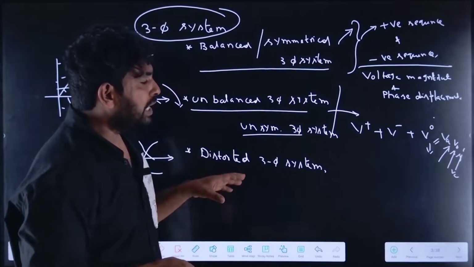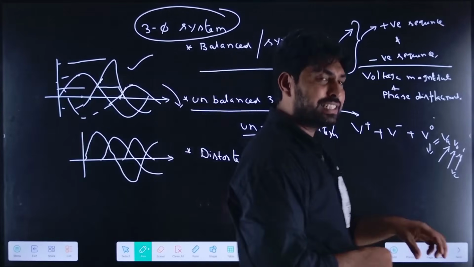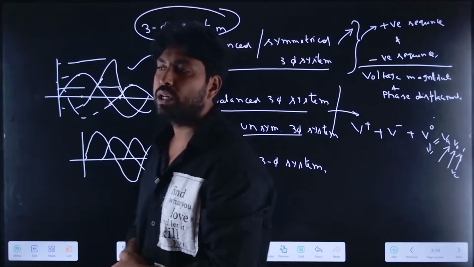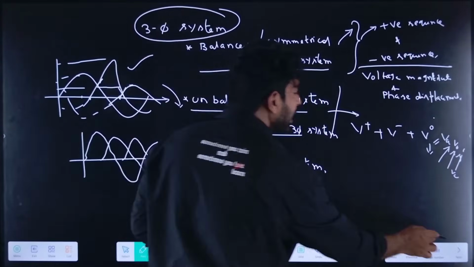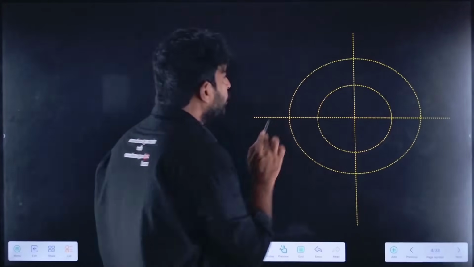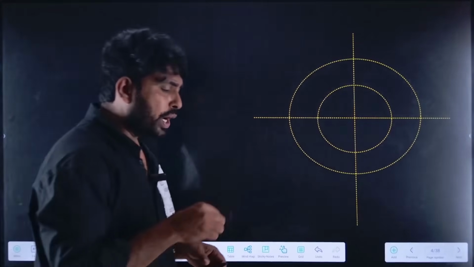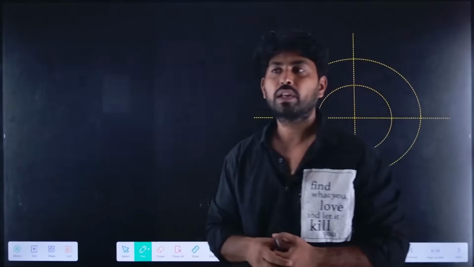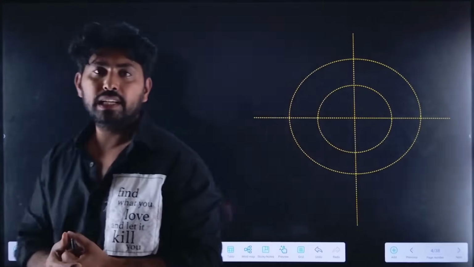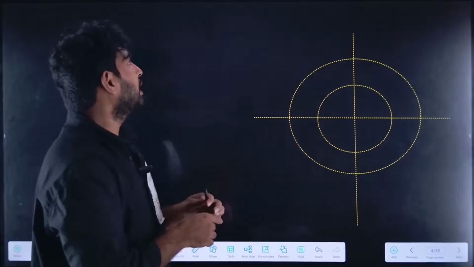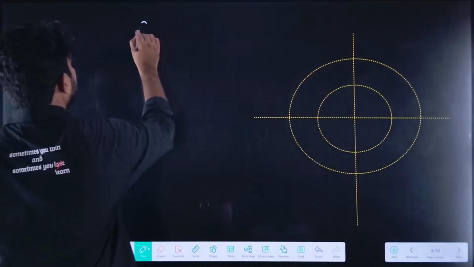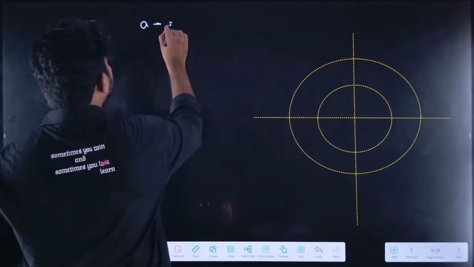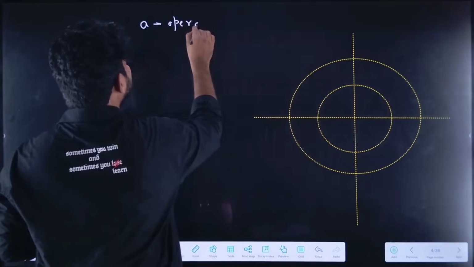Now let us consider balanced three phase systems. Before that, to analyze balanced or unbalanced three phase systems, in the future classes we will take an operator called A. A is an operator we will use to analyze the unbalanced system.